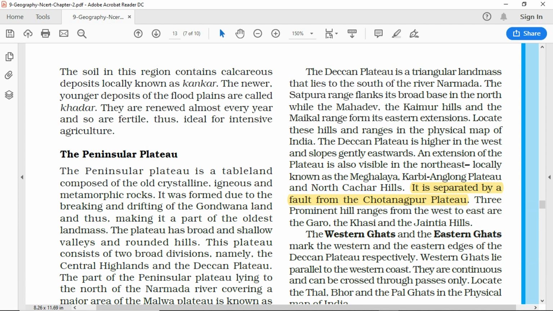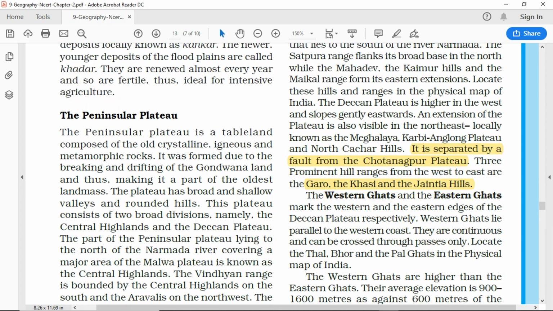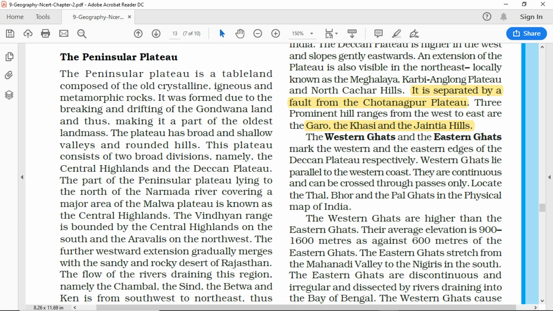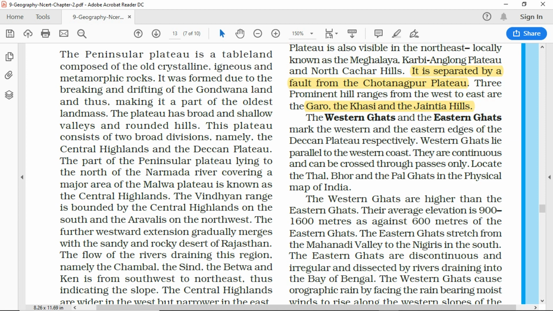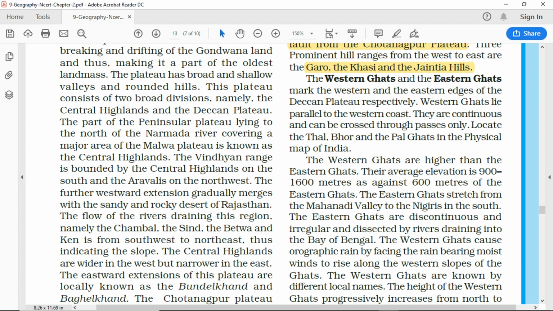Prominent hill ranges from the west to east are the Garo, the Khasi and the Jaintia Hills. The Western Ghats and the Eastern Ghats mark the western and the eastern edges of the Deccan Plateau respectively. Western Ghats lie parallel to the western coast. They are continuous and can be crossed through passes only. Locate the Thal, Bhor and the Pal Ghats in the physical map of India.